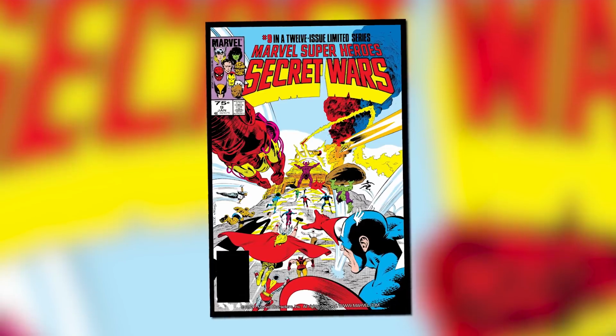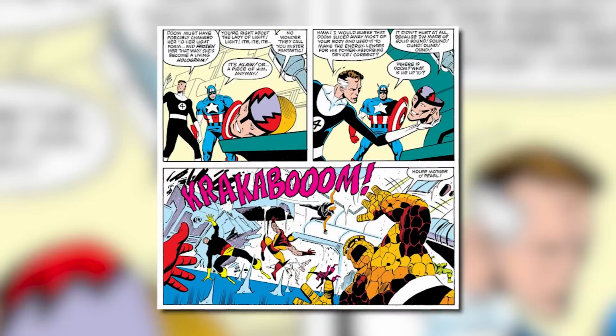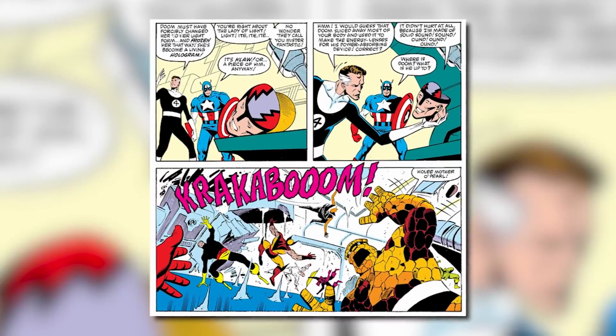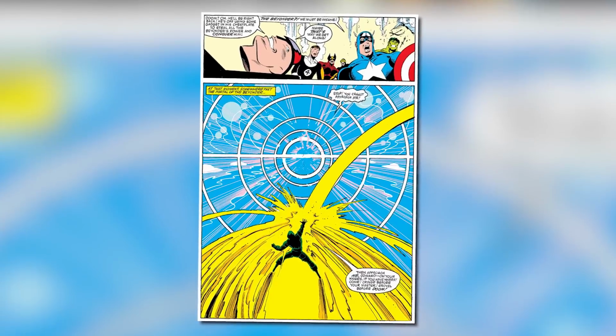The same type of thing also happened in the Secret War storyline. After being brought to Battleworld, Dr. Doom frees Klaw and asks for the Master of Sound's help. After being used by Dr. Doom in fighting almost every Marvel hero and then disappearing in an energy blast, Klaw is thought to be dead. Of course he's not, because, say it with me, comic books.